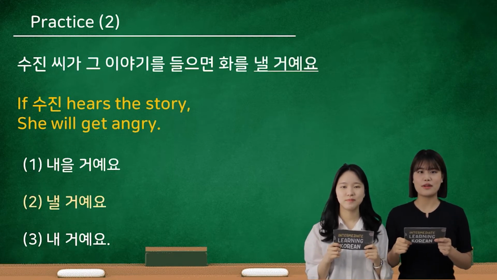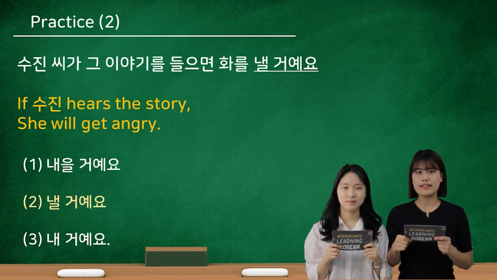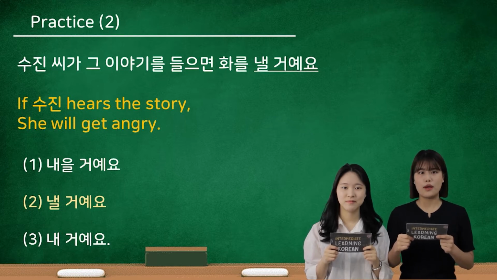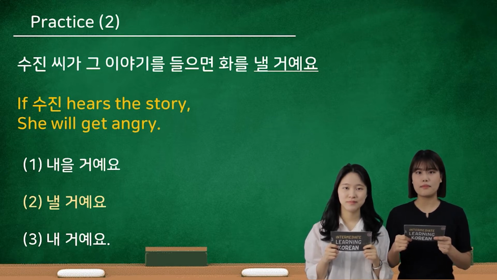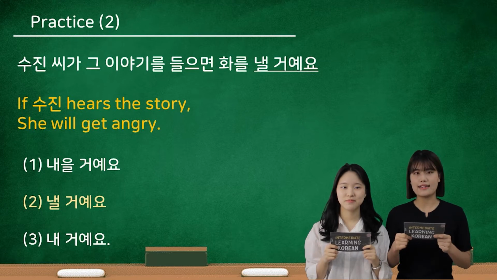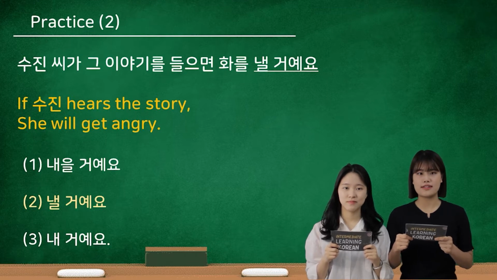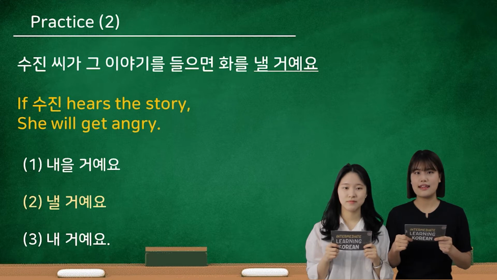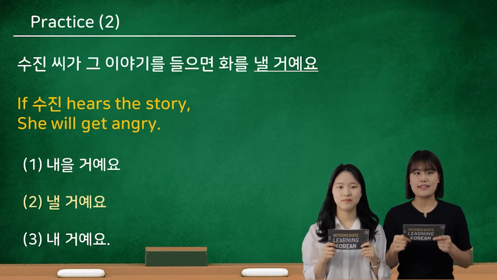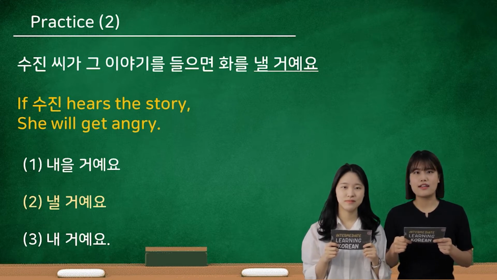Yes, the correct answer is 화를 낼 거예요. When we remove 다 from the verb 화를 내다, we can use ㄹ 거예요 because there is no final consonant. Did you understand? I got it. Let's read them all together.